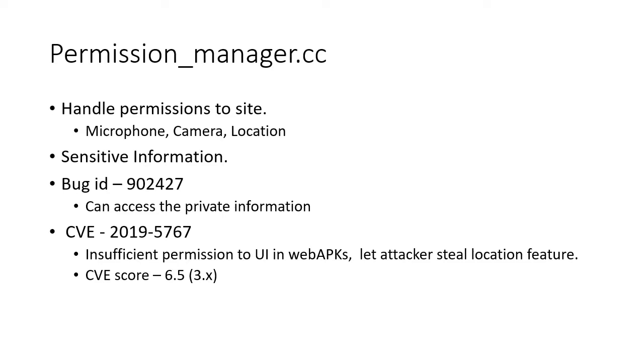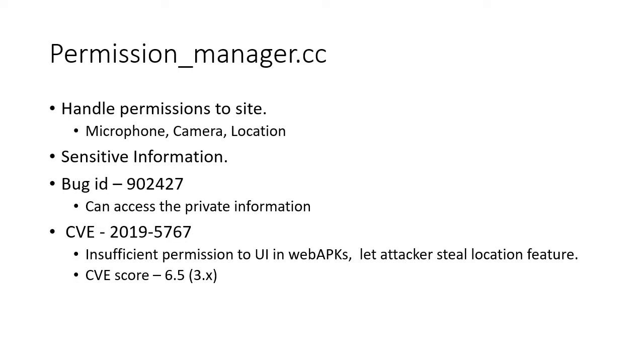The permission manager.cc file deals with the user permissions for a website. Whenever we open a website in Chrome, we get some notifications asking us to give permissions for accessing the location or the microphone or camera. This is because of the permission manager file. These permissions are handled by this file. They are related to sensitive information, that is, a user gives permission to a location or access to his camera or microphone.